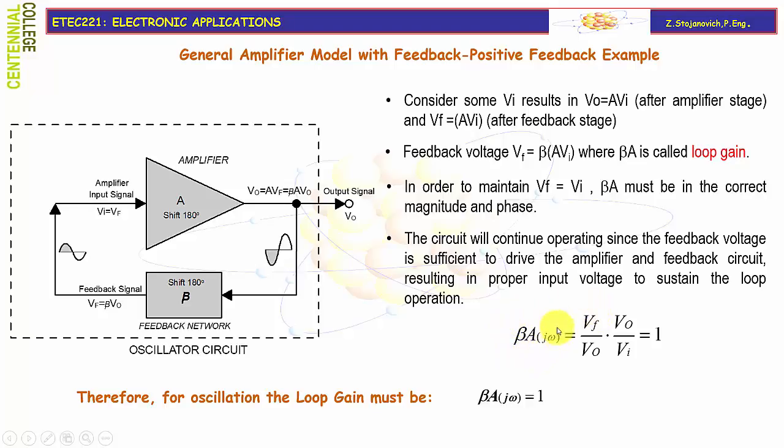If, in the expression for a loop gain, we substitute beta as a feedback gain, as a ratio of feedback voltage over the output voltage of the amplifier, and gain, by definition, is the ratio of output voltage over input voltage. In oscillation conditions, Vf and Vi are equal. We cancel them out, and this whole ratio becomes 1.